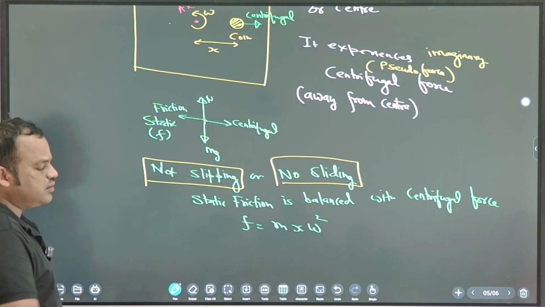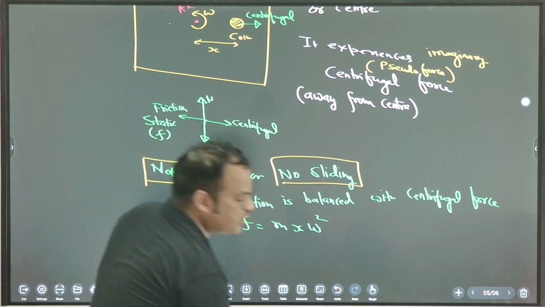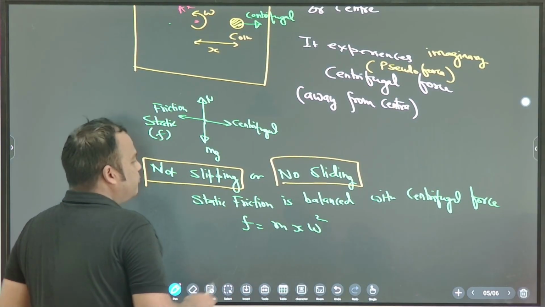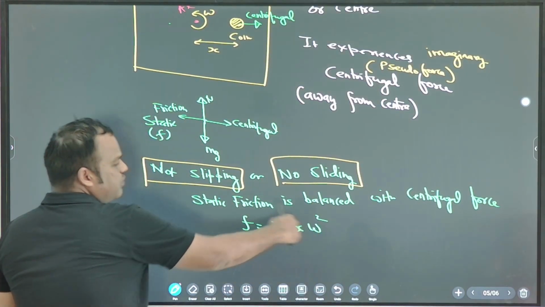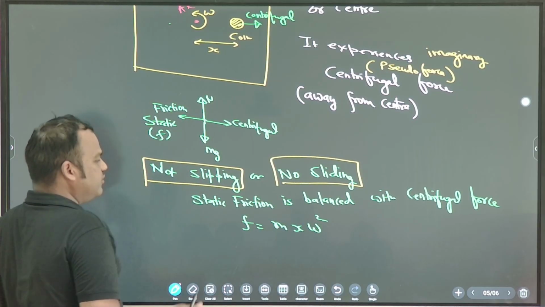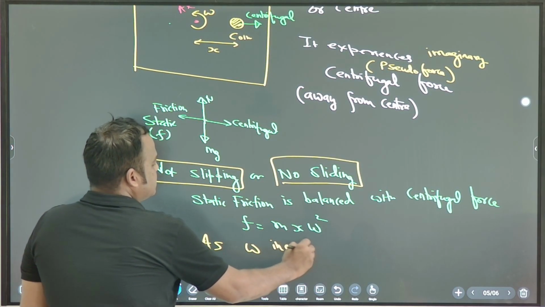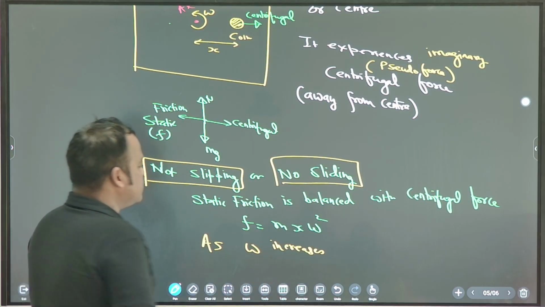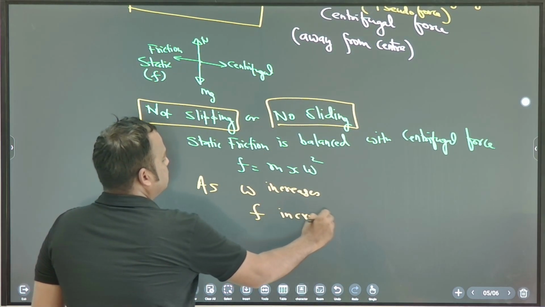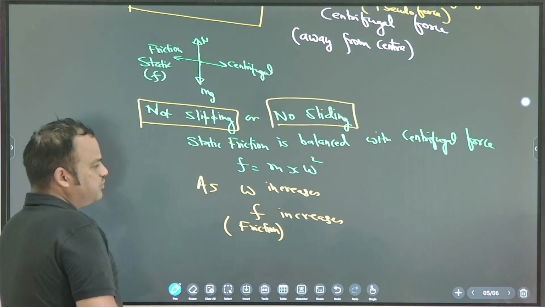Now I increase omega. When omega is more, friction is also more. When omega is zero, what is friction? Zero. Right now, what is friction? Zero. So as omega increases, friction increases. Note down: as omega increases, friction increases.